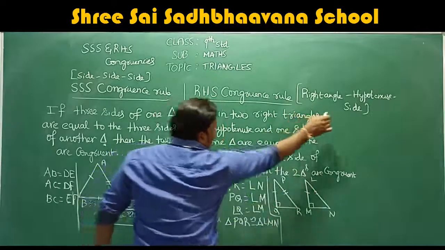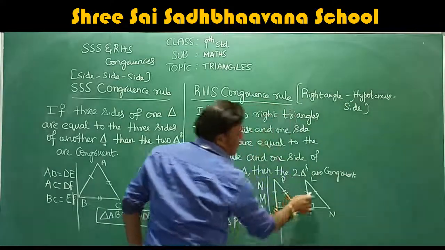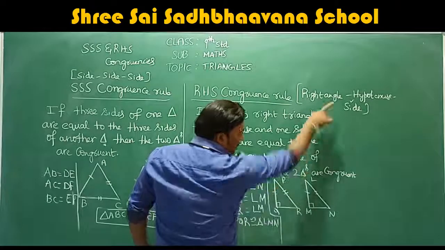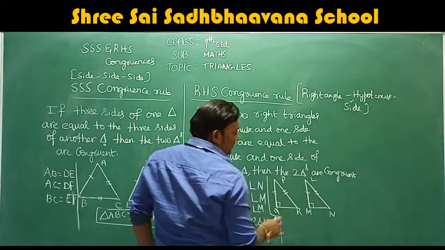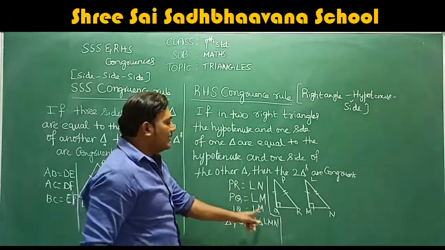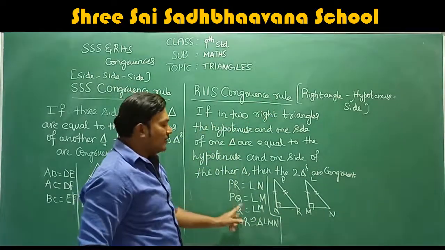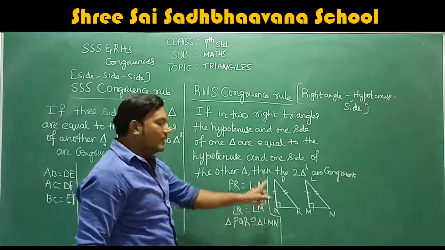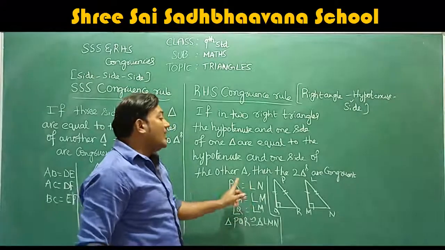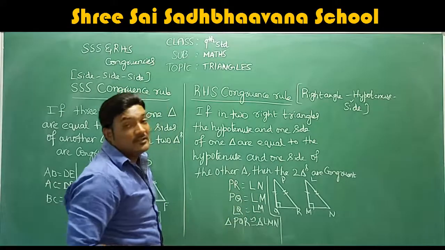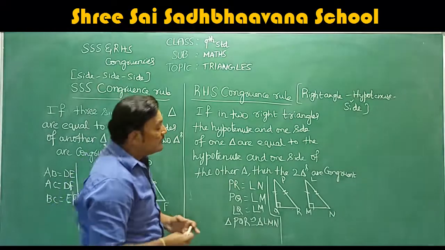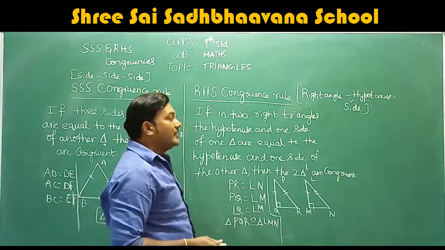See, side, this is done. Corresponding sides of two triangles are equal, and the hypotenuse is also equal, and one right angle is there, that is also equal. So the right angle is done. First one is right angle, so corresponding right angles are equal, correct? Corresponding sides of two triangles are equal, and corresponding hypotenuses are also equal. Then we can say that triangle PQR is congruent to triangle LMN.